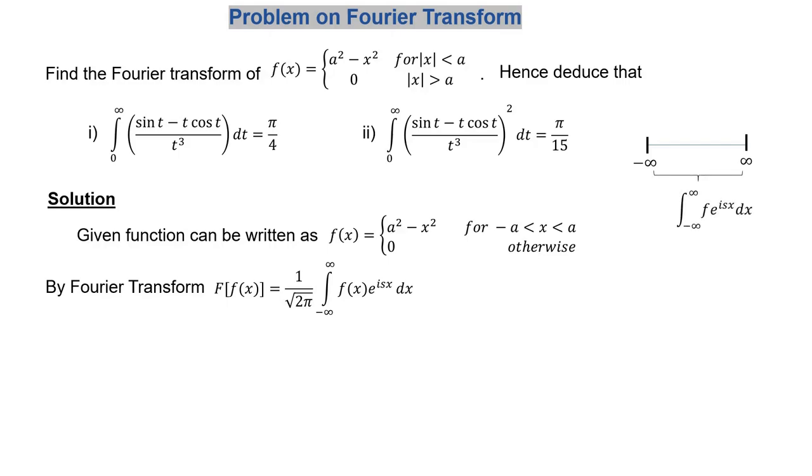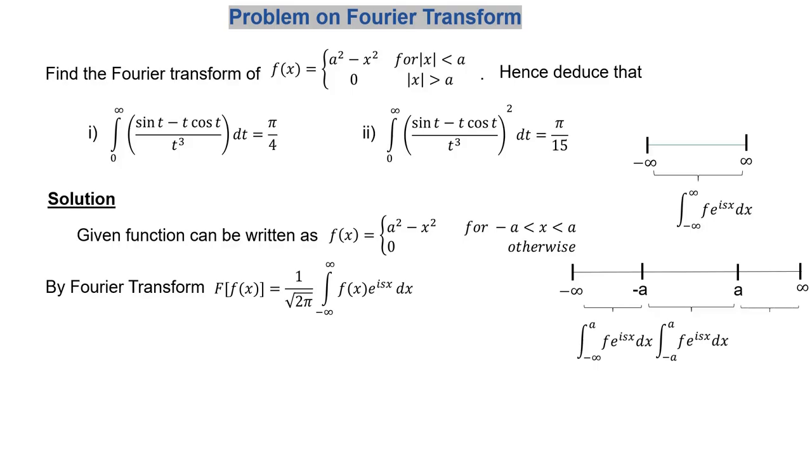into three parts, that is, −∞ to −a, −a to a, then a to ∞. Minus infinity to minus a, our integral value is ∫ from −∞ to −a of f(x) e^(isx) dx, then ∫ from −a to a of f(x) e^(isx) dx, and then ∫ from a to ∞ of f(x) e^(isx) dx.